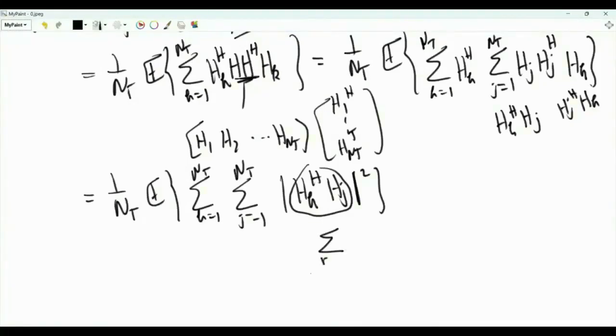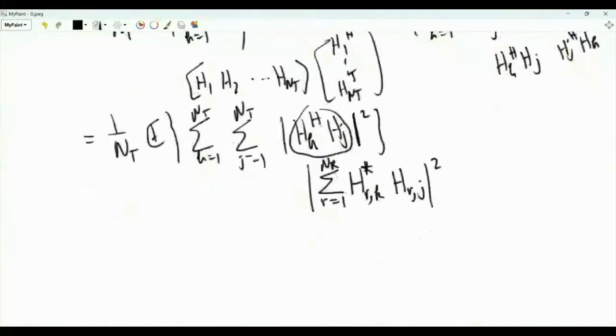It is summation small r from 1 to nr, because each one of those column vectors has nr elements. So summation r from 1 to nr, and then we have h_k, that's the kth column of matrix H. Now we are talking about its rth element, and we have a Hermitian here, so we need to put a conjugate, and then we have h_j, this is column j, then element r. This is the inner product, but we need its magnitude squared. We need to take the magnitude squared of this sum.